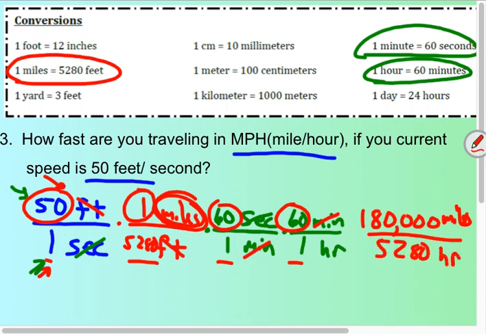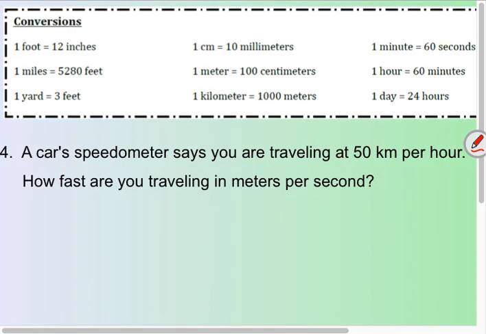We have to divide this so we can get it in miles per hour. I get 34.09, so I'd probably say that's 34.1 if you round to the nearest decimal place. Miles per hour. 34.1 miles per hour. So a little bit more complex problem using dimensional analysis. So, do one more for you here.